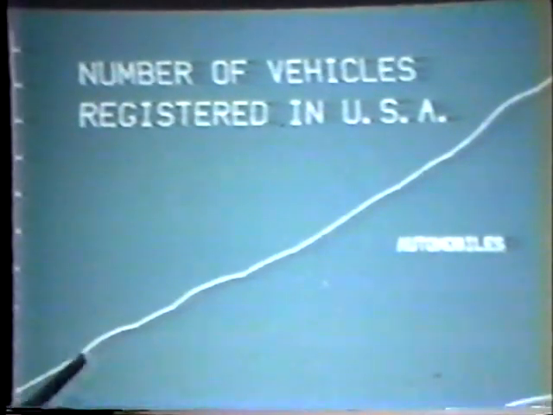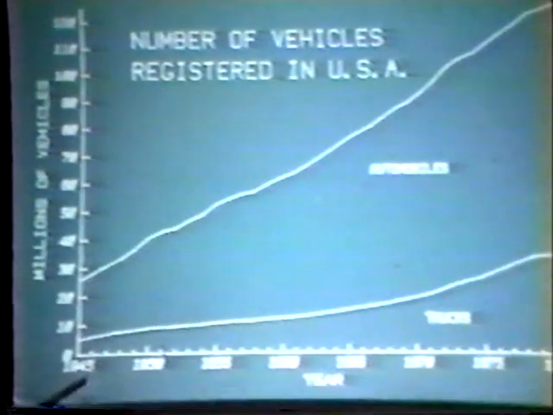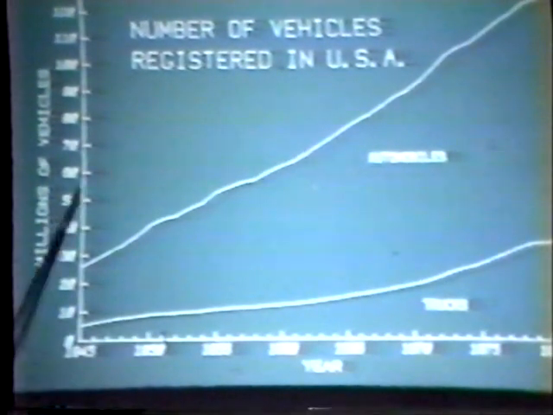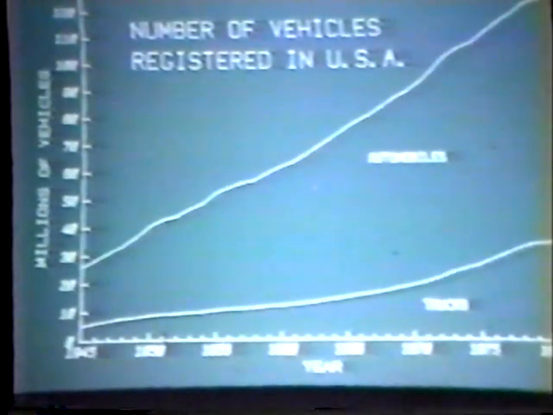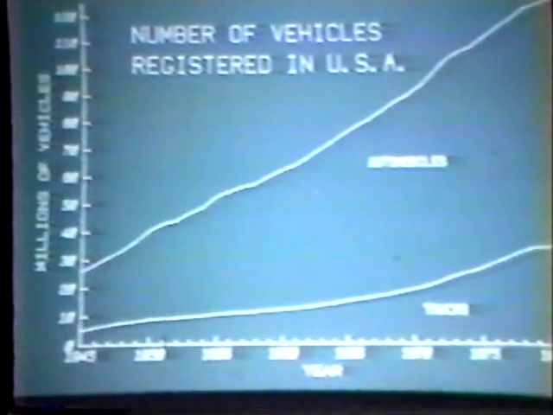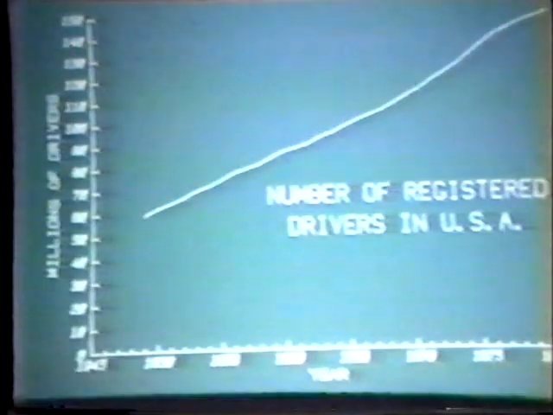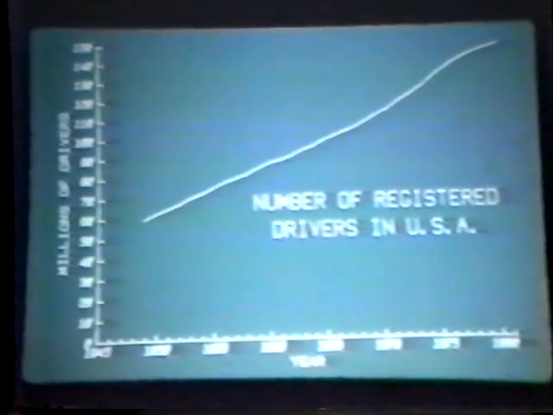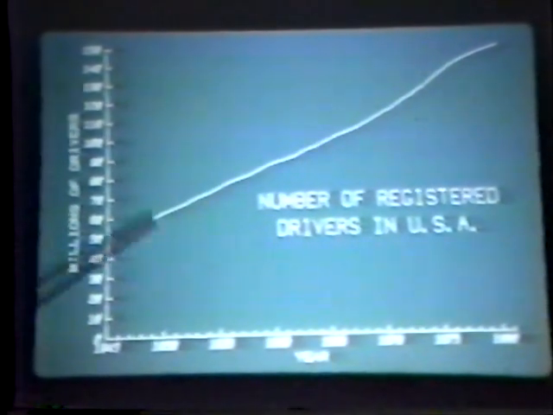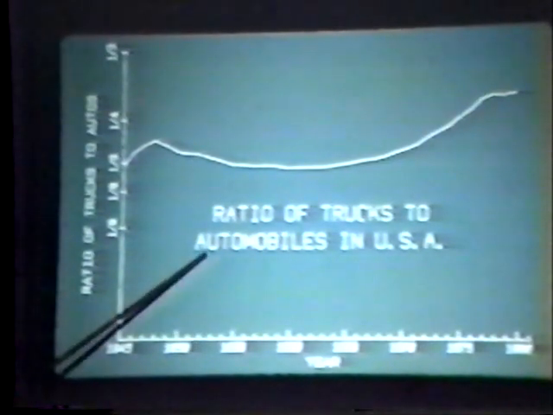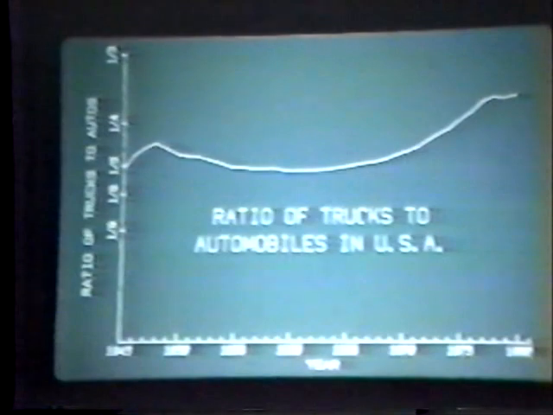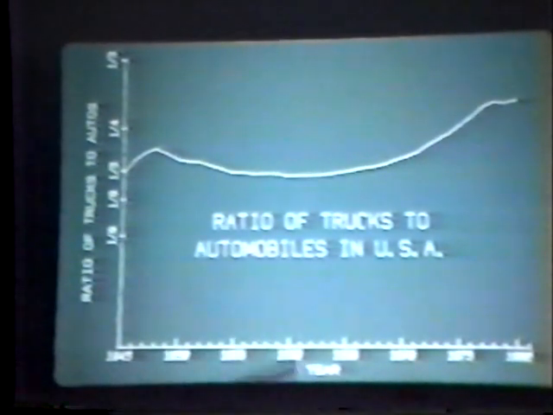The number of vehicles in this country is going up significantly over time. This is 1945, 1980. Notice that if you add up the trucks and the automobiles, 1982, we're talking about 150 million vehicles, 120 million automobiles, 30 million trucks or so. The number of registered drivers is going up. 1982, 150 million drivers. My Lord, if anybody's good at mathematics, that's one vehicle per driver. The ratio of trucks to automobiles in the United States is going up. It has, at least since the middle 1960s. That says we're using trucks more and more and more.